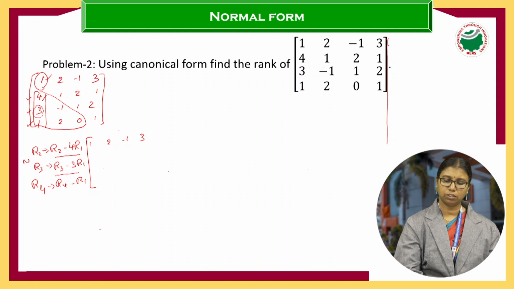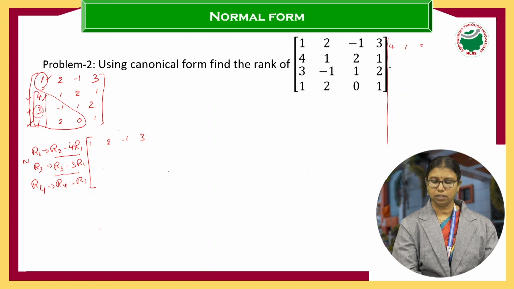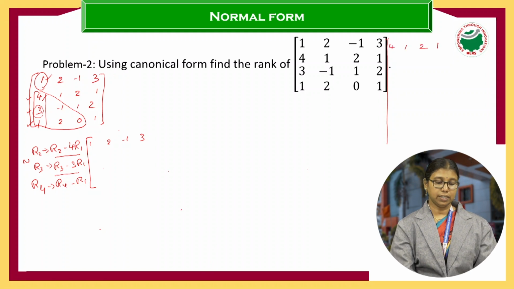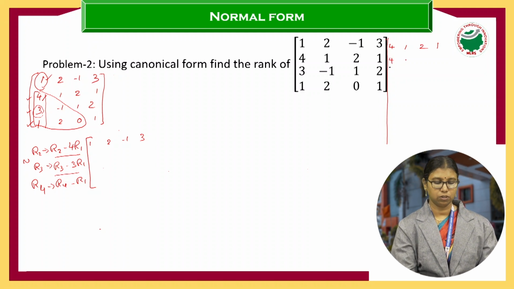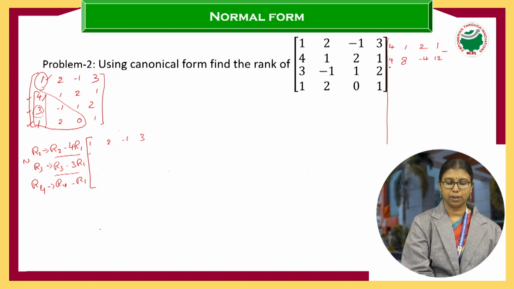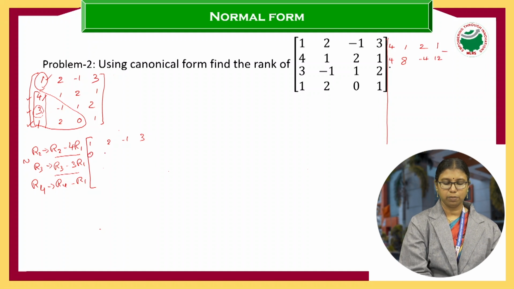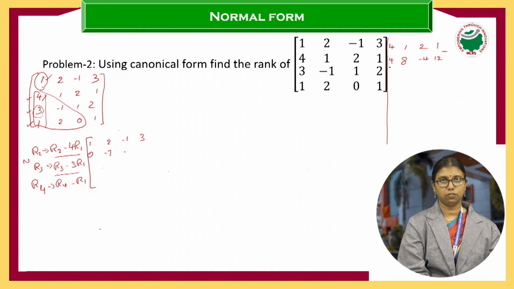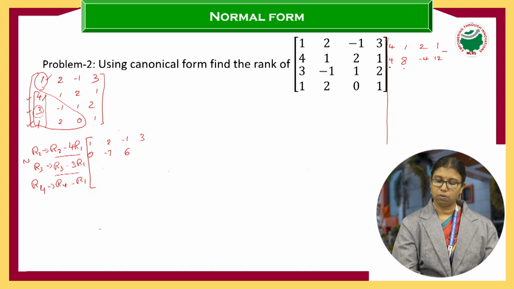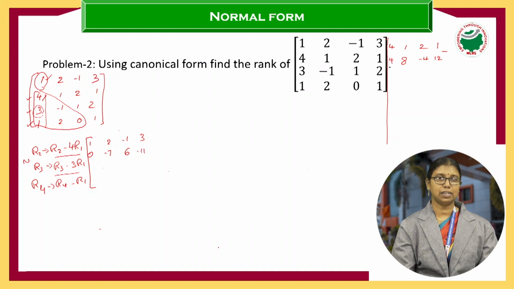So first write down R2. R2 is 4, 1, 2, 1. Next 4R1. Multiply the first row with 4. That is 4, 4 2s are 8, minus 4, 12. Now by subtracting you will get 0. 1 minus 8 is minus 7. 2 minus of minus 4 is plus 4, so 2 plus 4 is 6. 1 minus 12 is minus 11.